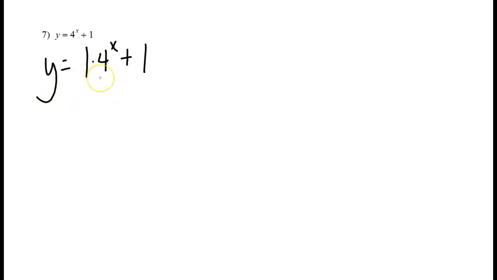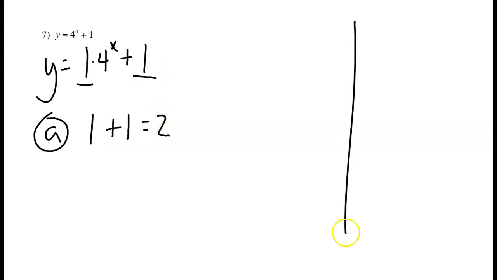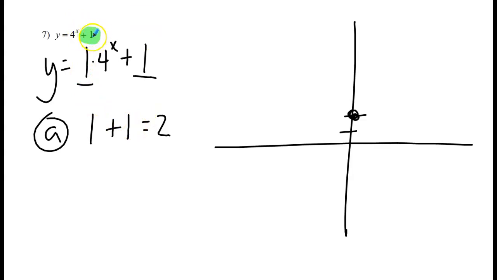So there's our problem. For part A, to find our y-intercept, we take the a value and we add it to the c value, which gives me a total of 2. So we're ready to put our y-intercept on there, 2. Next, we want to identify our horizontal asymptote, which is the number that's being added at the end. That's a positive 1. So we're going to have a horizontal asymptote at 1.